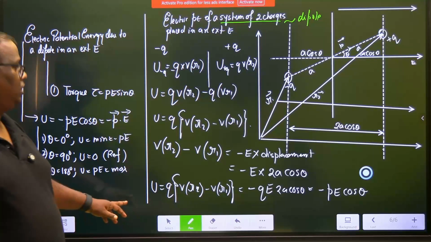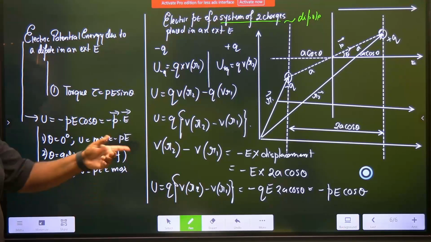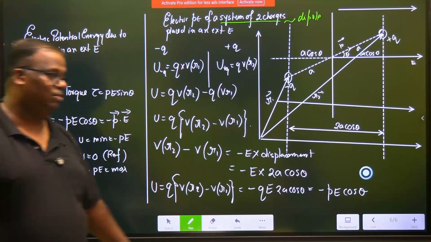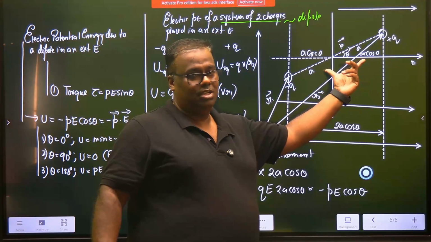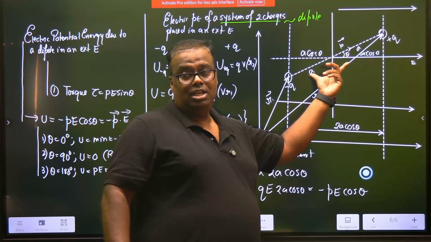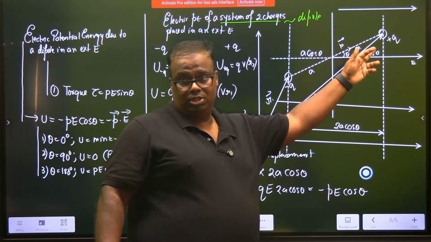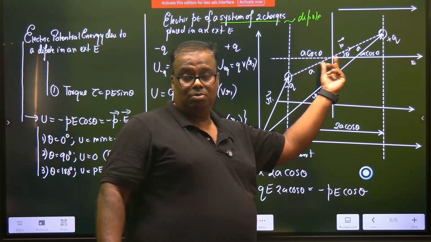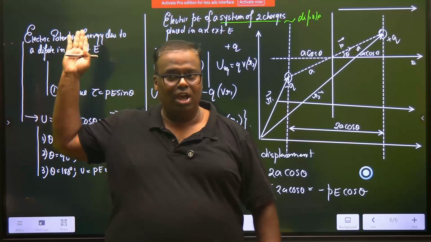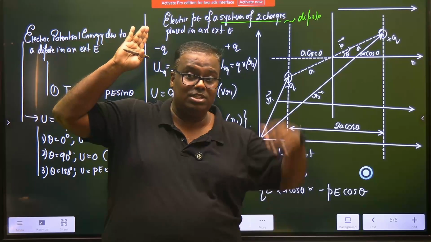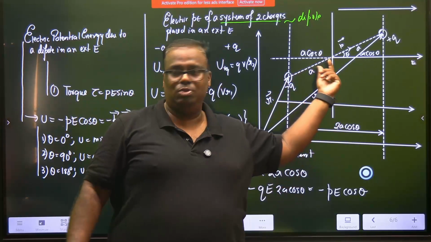Have you brought the expression same as this one, minus P E cos theta? But there is a small caveat to this also. Hang on. The potential energy of this configuration is due to three things: the potential due to this, the potential due to this, and the potential between the two. Just remember the first problem that we started today: Q V(R1), Q V(R2), and we subtracted a negative term. That term was the potential between these two.